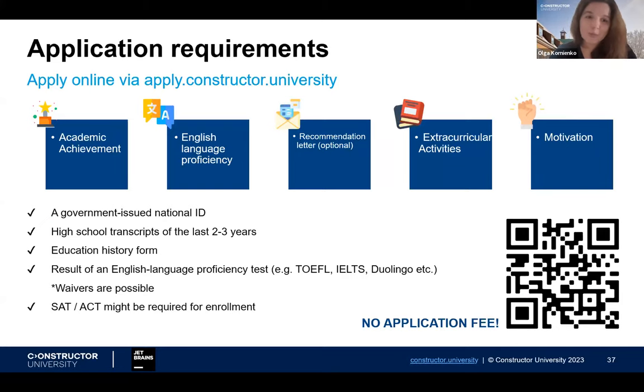If you would like to join our bachelor program, you go to apply.constructor.university. This is a QR code which sends you to this website, to our admission portal. Again, you need to send information about yourself. There will be personal questions, and you upload necessary documents: national ID or passport, your transcripts for the last two, three years of high school, then the educational history form, also English test results, TOEFL, IELTS, or Duolingo, and the SAT if you have it.